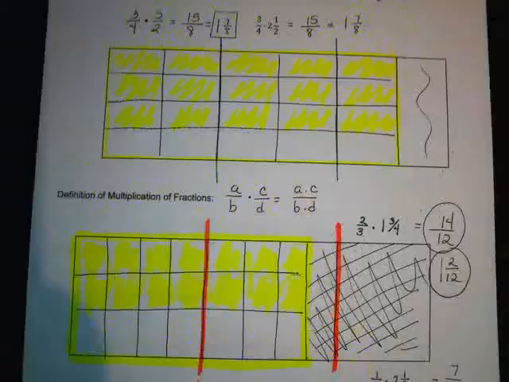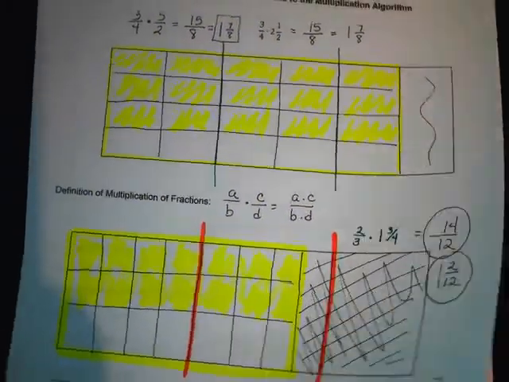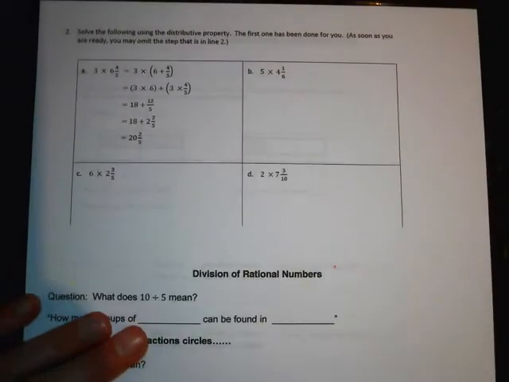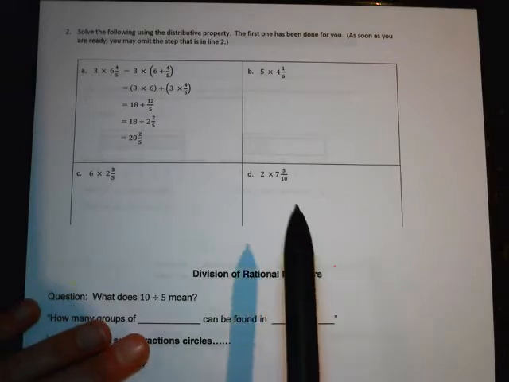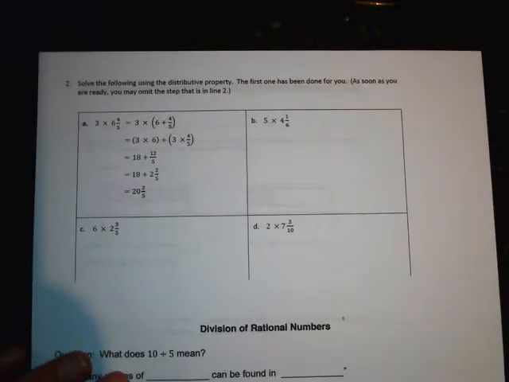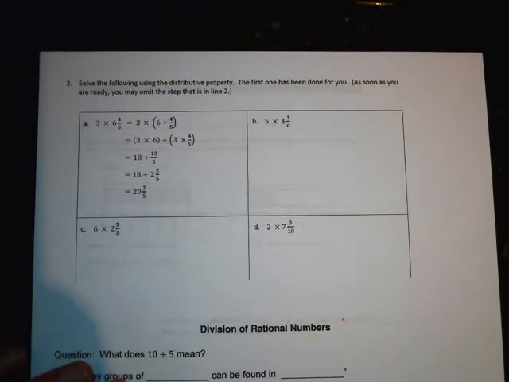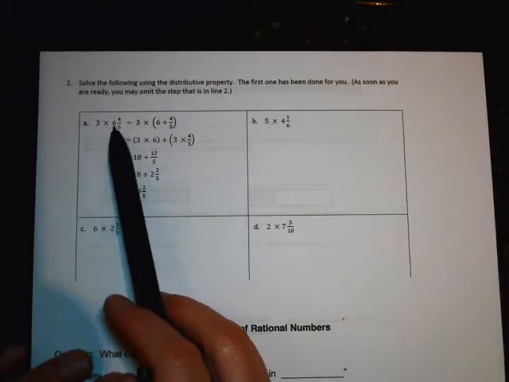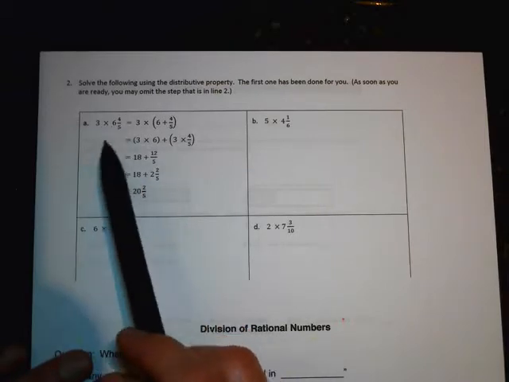The other piece that's in EngageNY that I thought was interesting was using the distributive property. And I know I've said this before, that EngageNY loves the distributive property. So what they're doing is they're using the distributive property to multiply a whole number by a mixed number. So let's look at what they're doing. So they expand it, because they love expanded form.